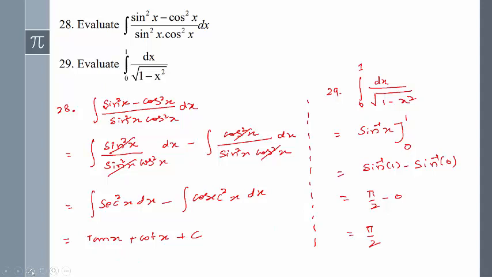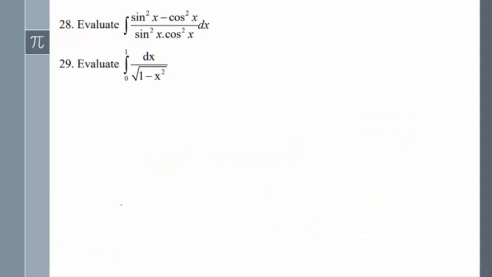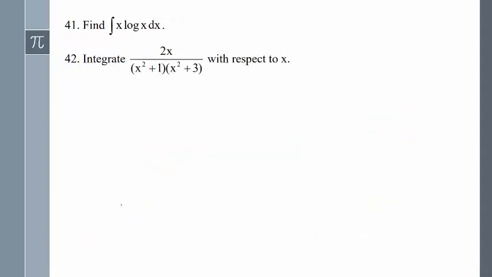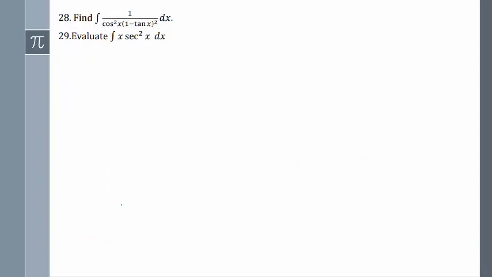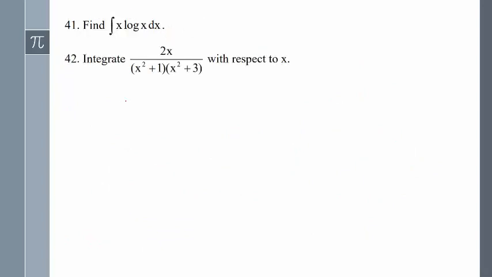Okay. Now we can go for again problem number 41 and problem number 42. That is of 3 mark problems. So here you can just see problem number 41, that is integration of x log x with respect to dx. So here you have to go for Eilert method.